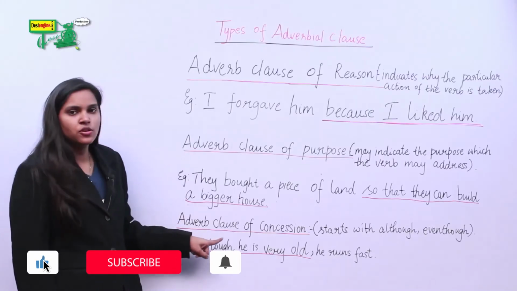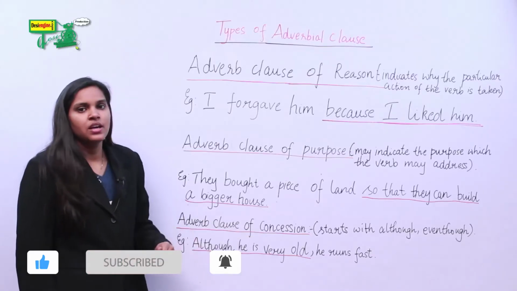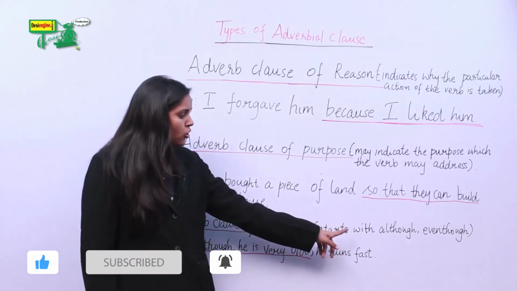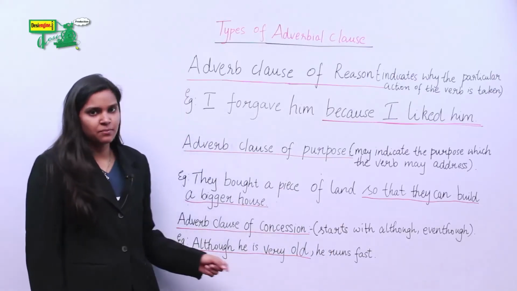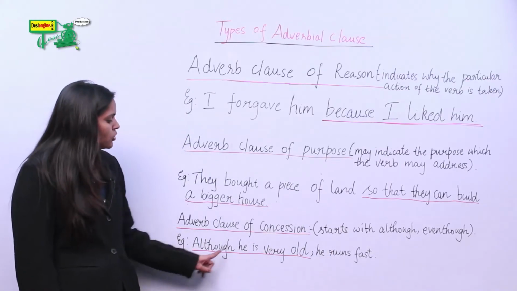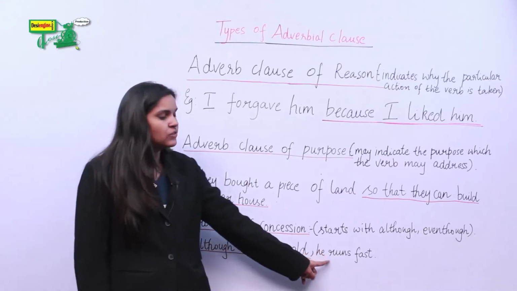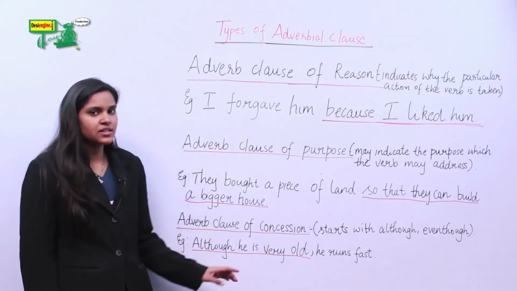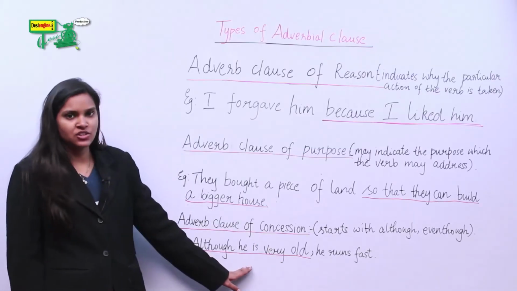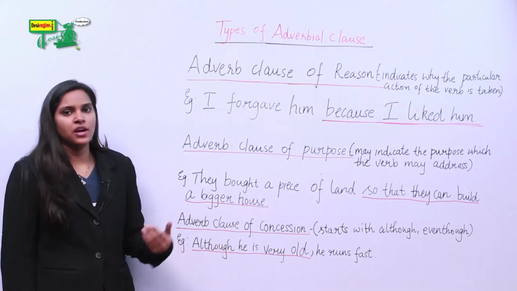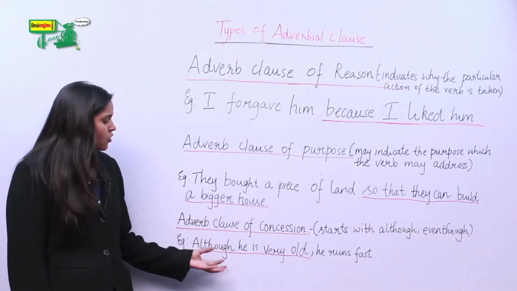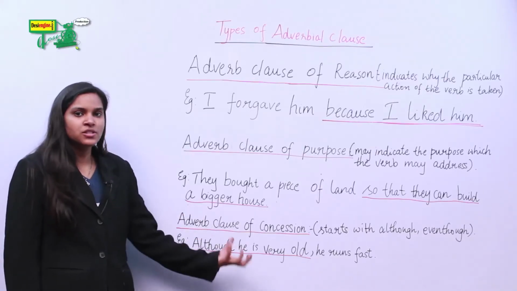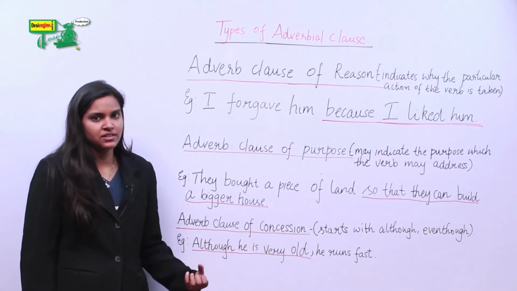Next is the adverb clause of concession. It basically starts with although, even though. For example, in this sentence, although he is very old, he runs fast. Although he is very old is our adverb clause of concession. And in this kind of adverbial clause, the meaning of the clause is opposite to the main part of the sentence.